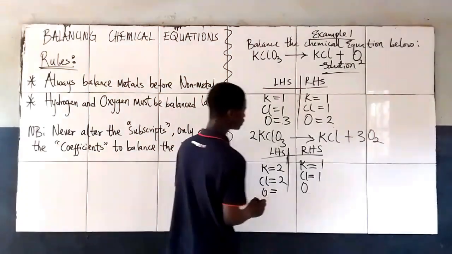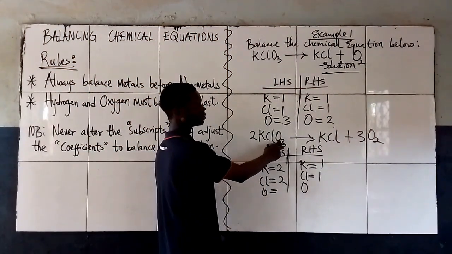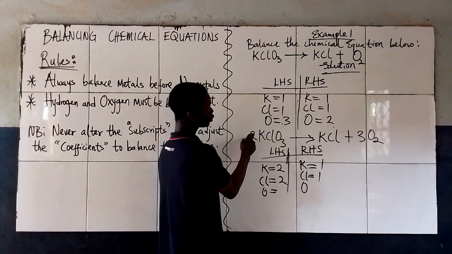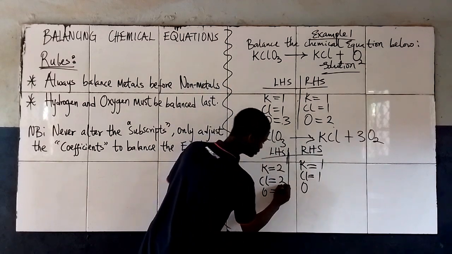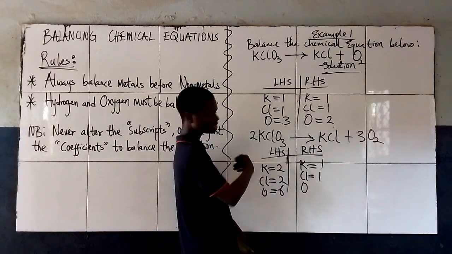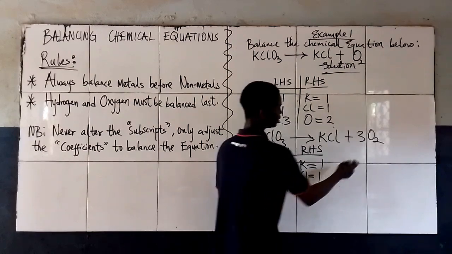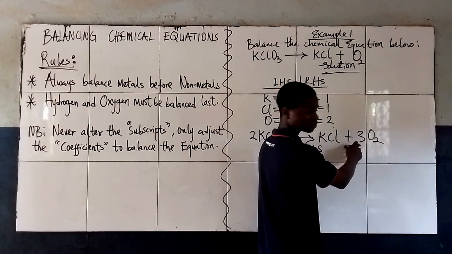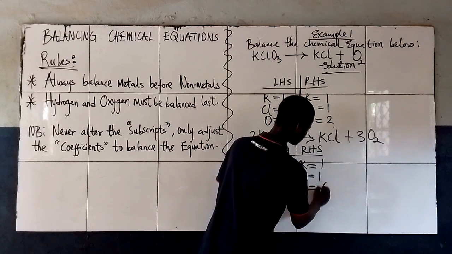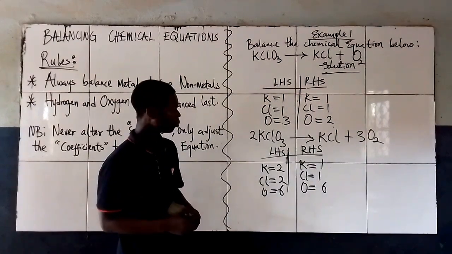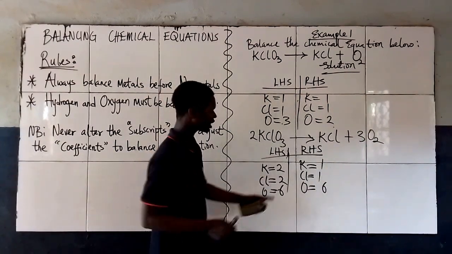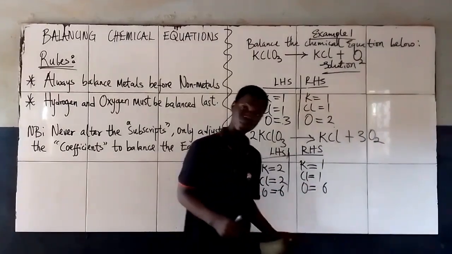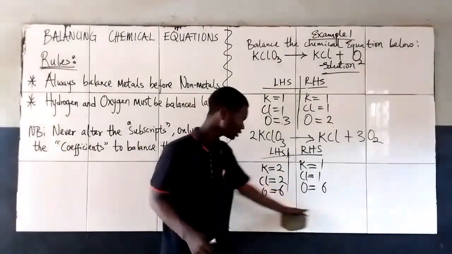Then comparing the oxygen atom, is there a subscript? 2? Yes. Is there a coefficient? 2? Yes. So 2 times 3, in total you have 6 atoms of oxygen on this side. Let's check on the other side. Is there a subscript which is 2? Yes. Is there a coefficient which is 3? Yes. So 3 times 2 is what? 6. Now observe, are they balanced on both sides? You have 2 here, you have 1, it's not balanced. You have 2 here, you have 1, it's not balanced. You have 6 here, you have 6, so this is balanced.